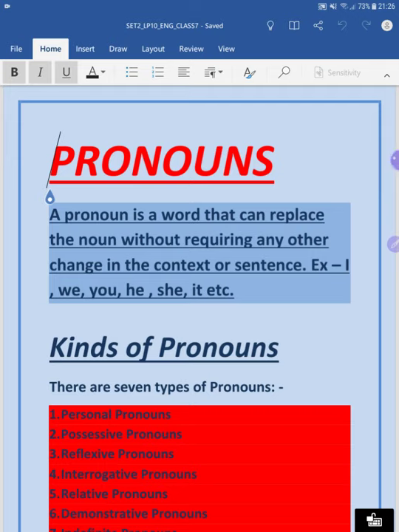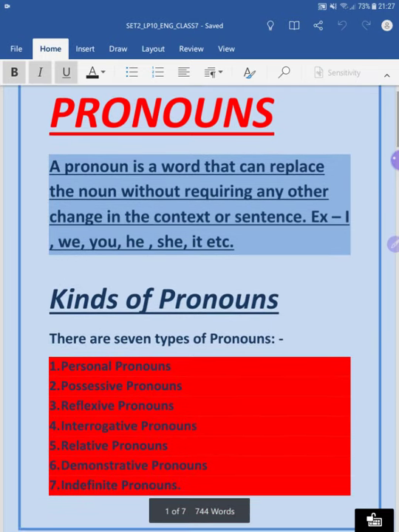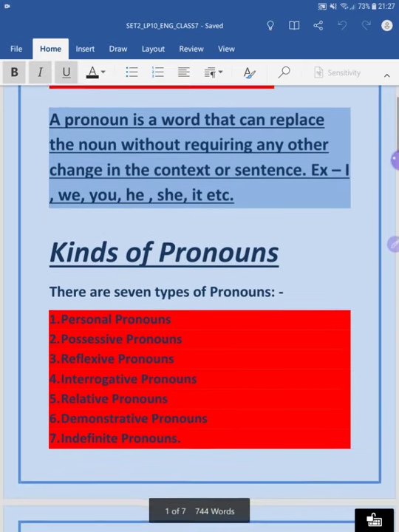And today we are going to learn the grammar portion, and the topic name is pronoun. So, all of you know what is pronouns? Yes, you can see here a pronoun is a word that can replace the noun without requiring any other change in the context or sentence. So, you can see the example is given here: I, we, you, she, he, it, etc. These are the words which are replacing noun in a sentence, and that are called pronouns.